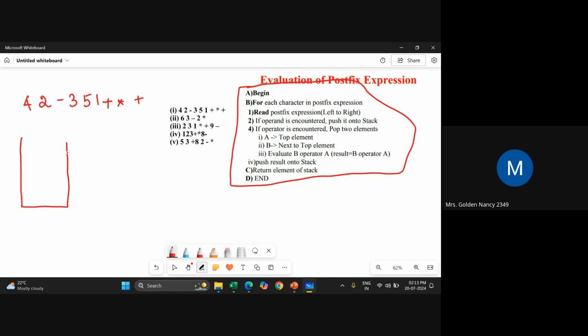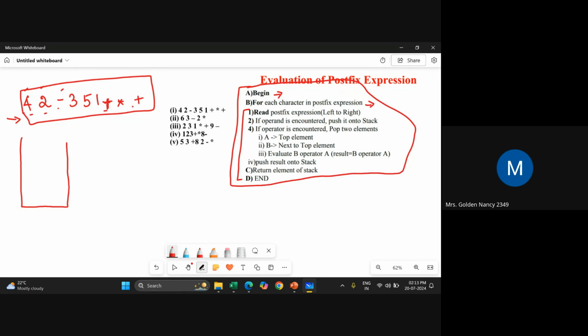The first step of the algorithm is: begin for each character in the postfix expression. Whatever character you get, you have to do these things. First, read the postfix expression from left to right. We always have to read from left to right. You all know this is a postfix expression because you have the operands and the operator at the end. If the expression is postfix, then we can evaluate it.